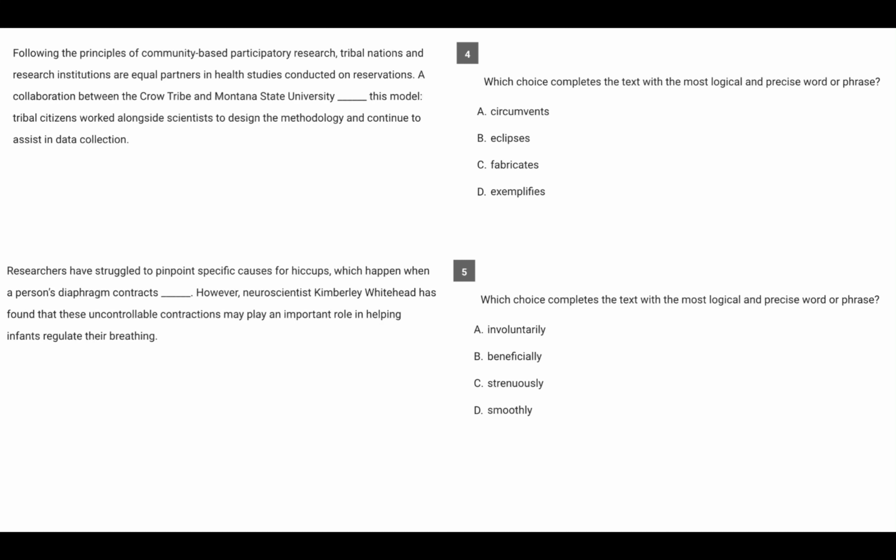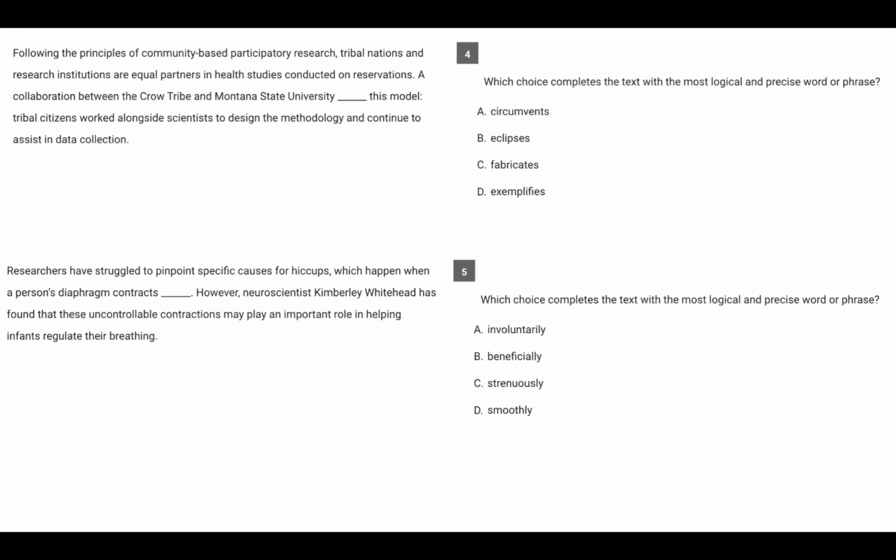Next question. Following the principles of community-based participatory research, tribal nations and research institutions are equal partners in health studies conducted on reservations. Okay. A collaboration between the Crow tribe and Montana State University, something this model.